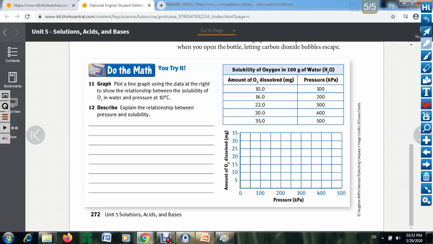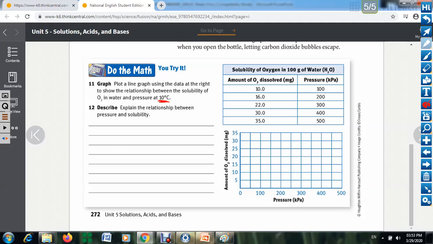Also down, as you see here, you have a graph. In this graph, in the y-axis you have the amount of oxygen, and in the x-axis you have the pressure. In question 11, first you have to plot a line graph using the data at the right to show the relationship between the solubility of oxygen in water and the pressure at 10 Celsius. For sure here, because I have changed the pressure, the temperature should be what? The same for all. I didn't change it.